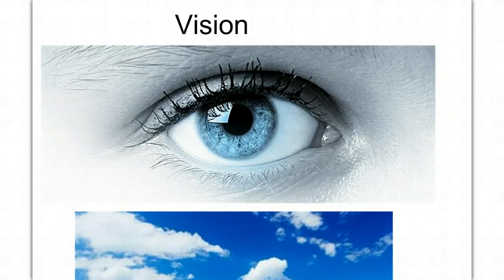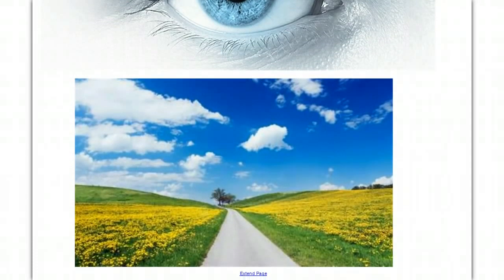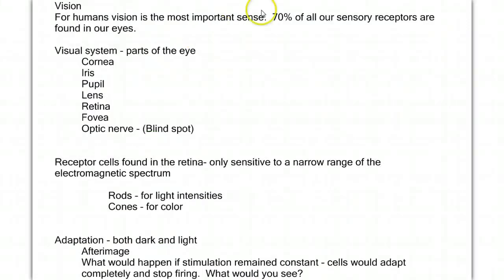The visual system in human beings is our dominant sensory system, meaning if we have a discrepancy between, for example, what we hear and what we see, our brain will usually go with what we see. 70% of all of our sensory receptors as human beings are found in the eye. So we can see that it's our dominant system.